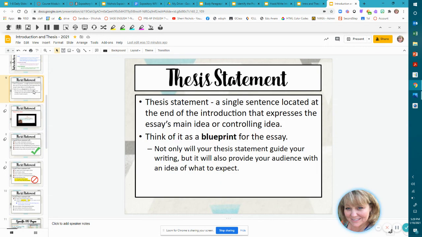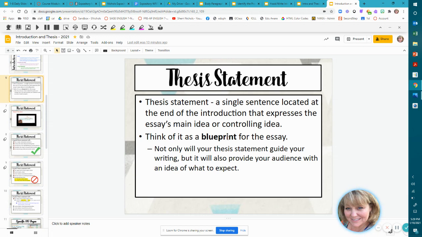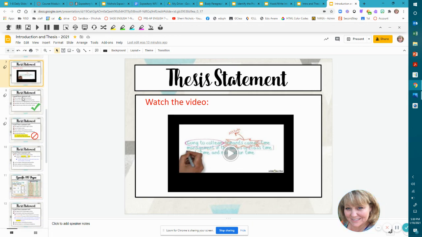Now, thesis statement is a single sentence. It's just one sentence, and as we said, it's located at the end of the introduction that expresses the essay's main idea or controlling idea. Think of it as the blueprint for the essay. And not only will your thesis statement guide your writing, but it will also provide your audience with an idea of what to expect and even the order to expect it in your paper. And there's a video about thesis statements. Please go ahead and watch that.